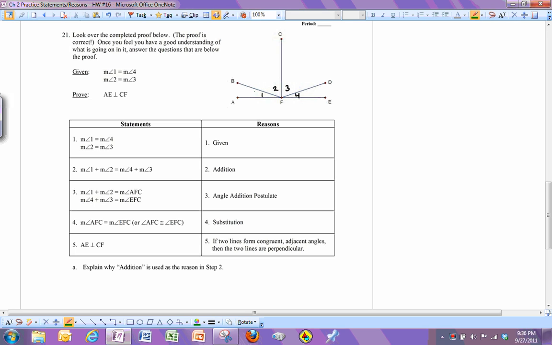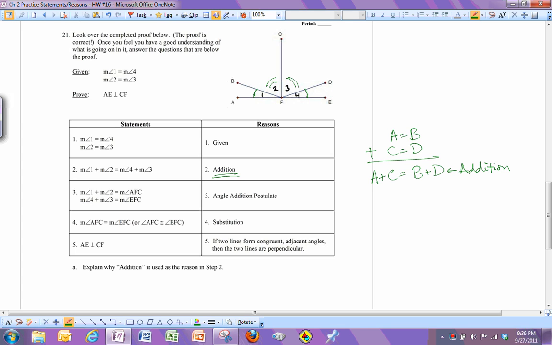They start you out with 1 here and 4 here are the same, and 2 and 3 are also the same. Somehow they get to this step, and they even tell you it's addition for the reason. So the way addition works in a proof is I give you something like A equals B and C equals D, and then you add straight down to get a new line, A plus C equals B plus D. That would be the addition property of equality. This step is where it occurs.